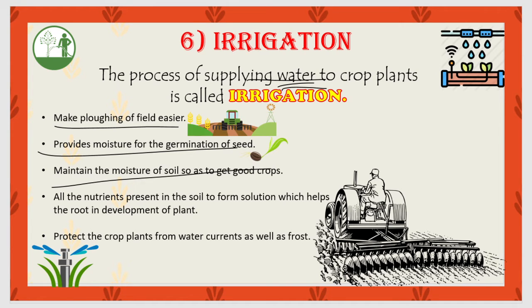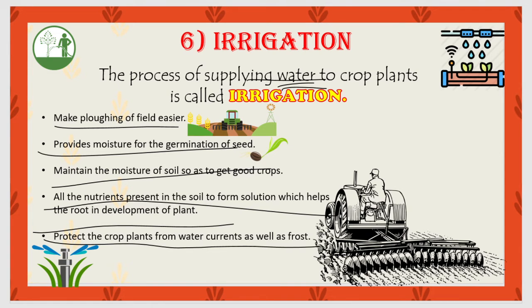The next point states that irrigation is necessary for the absorption of nutrient elements by the plant from the soil. Irrigation basically converts the soil nutrients into a solution, and this solution of nutrients is then absorbed by roots for the development of plants. The last point is that it protects the crop plants from water currents as well as frost.